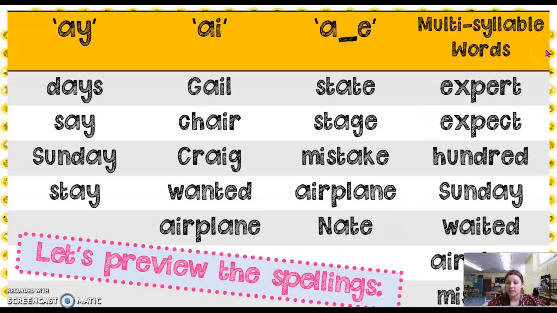We have some multi-syllable words that will come up in our story too. Look for expert, expect, 100, Sunday, weighted, airplane, and mistake.